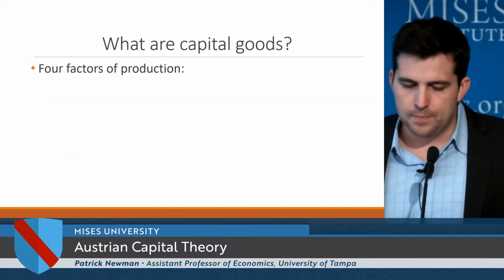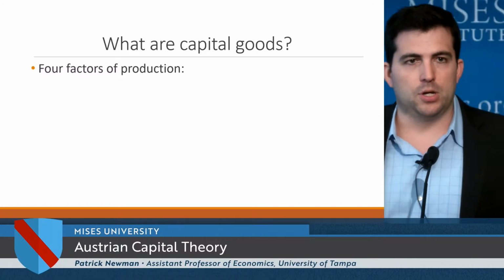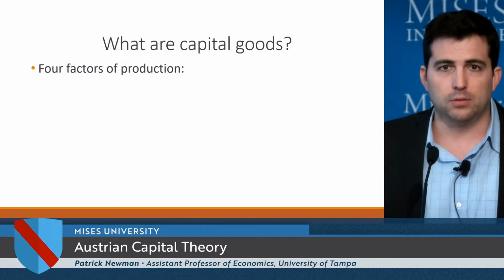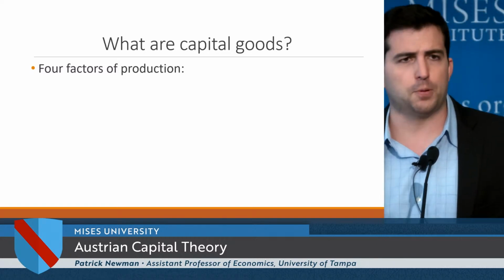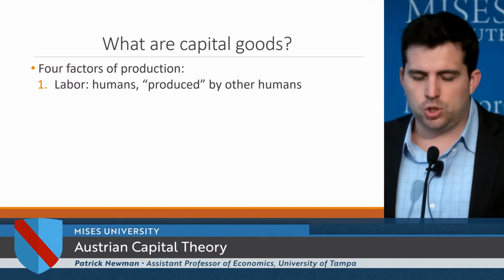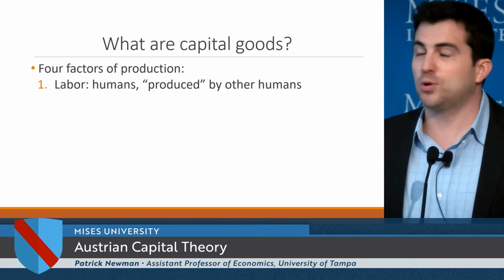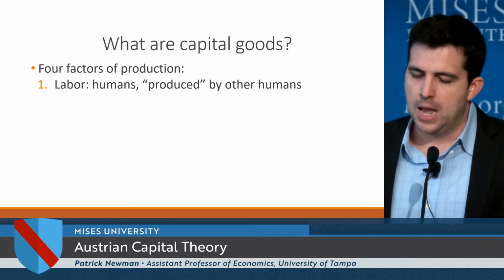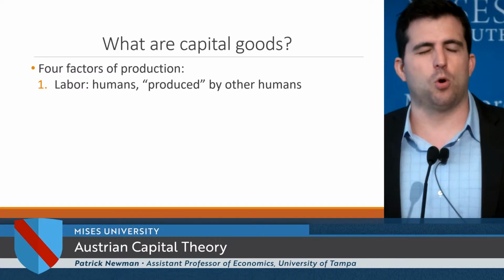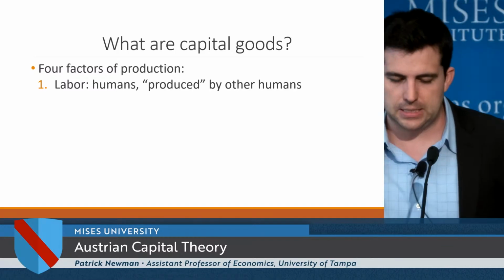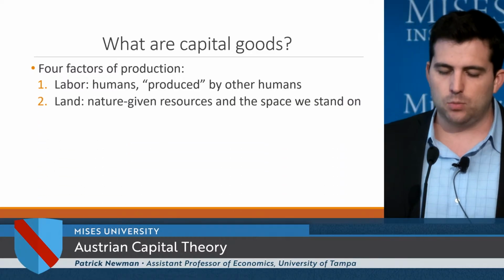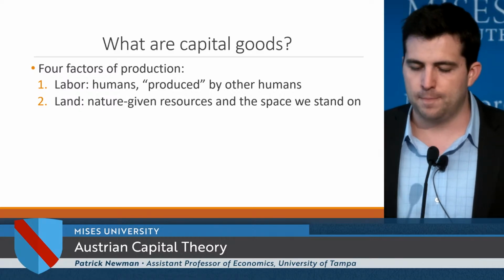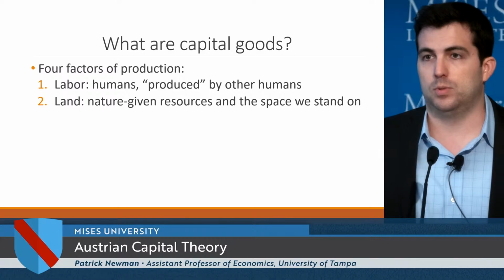Okay, all right. So when we talk about capital goods, it's helpful to distinguish capital goods from the other factors of production, right? We know, again, that there are 4 factors of production. We have labor, right? As humans, we could say we are produced by other humans, but it's sort of a different production process, you could say. But humans are working, we're involved in production processes and so on and so forth. You have the land, which is the nature-given resources that we say is a factor of our environment, and the space we stand on, right?